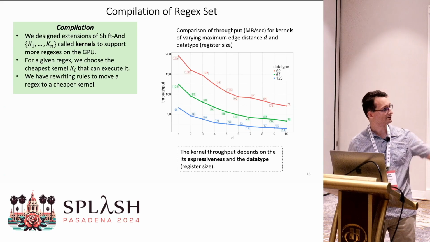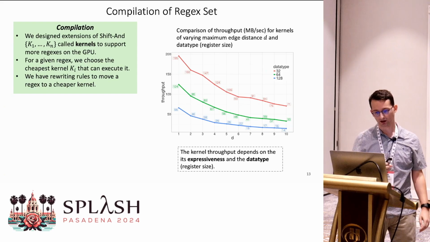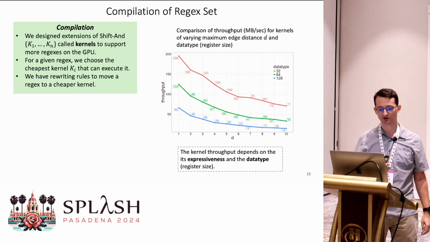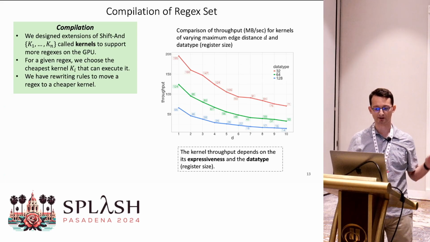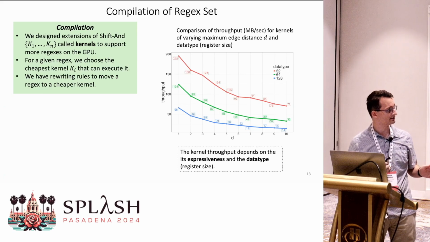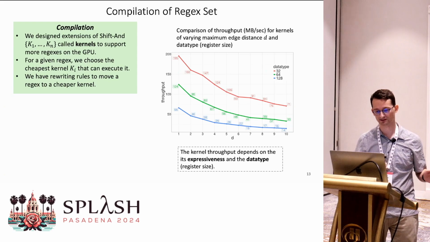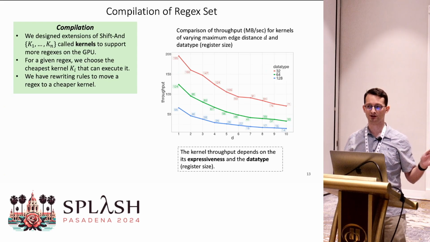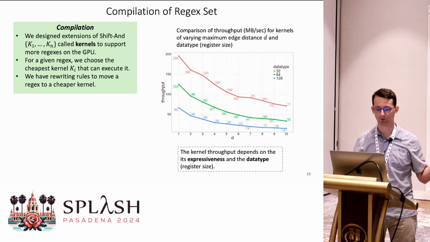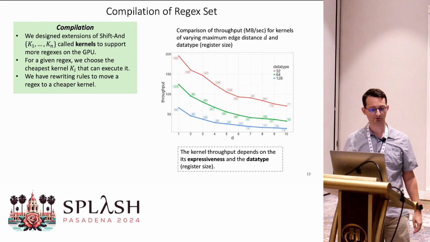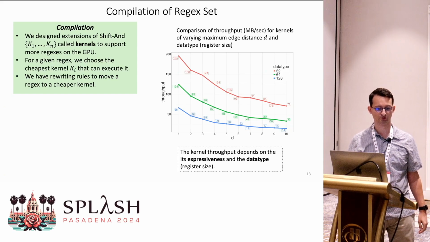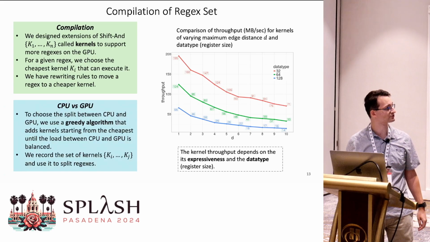On the right here, you can see a plot of the throughput as a function of both the maximum transition distance and the register size. As expected, the throughput decreases when you increase the register size or the maximum transition distance. We also have rewriting rules that are going to help us later on to move a regex to a cheaper kernel, which we'll present later.